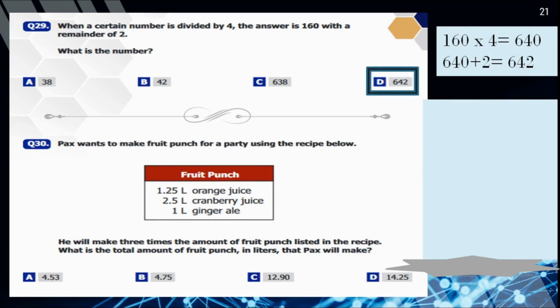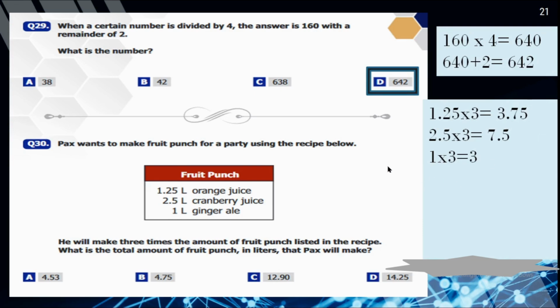Question number 30. Pax wants to make fruit punch for a party using the recipe below. He will make 3 times the amount of fruit punch listed in the recipe. What is the total number of liters of fruit punch that Pax will make? To make it 3 times more, we will multiply the given amounts by 3. Let's look at this. If we multiply all our values by 3, these are the answers we get. Now we have to add them up.